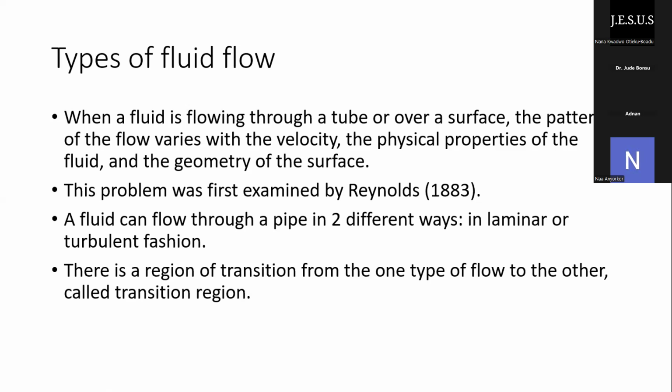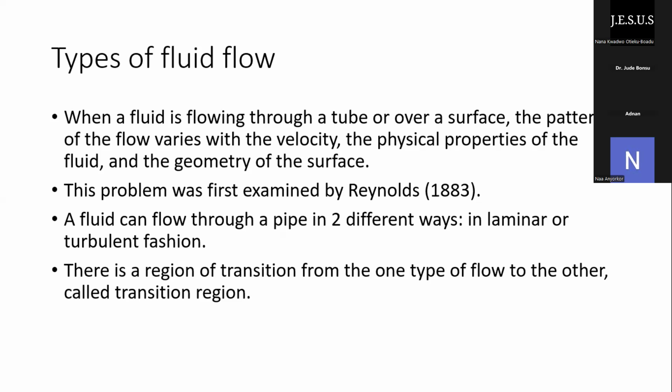Okay. So when a fluid is flowing through a tube or over a surface, the pattern of the flow is going to vary with the velocity, with the physical properties of the fluid, and with the geometry of the surface, right? So there's a certain pattern that fluids have when they are flowing. And these patterns are going to be dependent on the velocity the fluid is coming with, and the physical properties of the fluid, so something like its velocity, its density, all these things, right? And then the geometry of the surface.